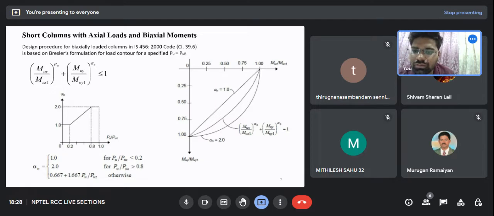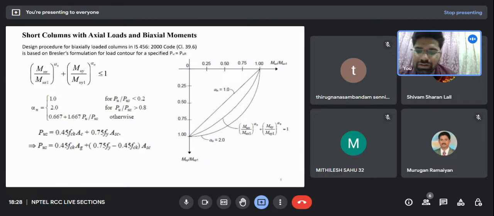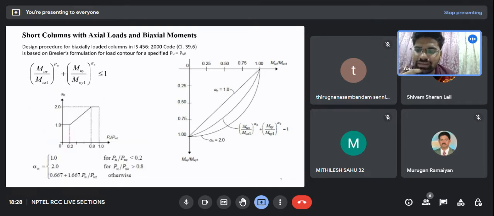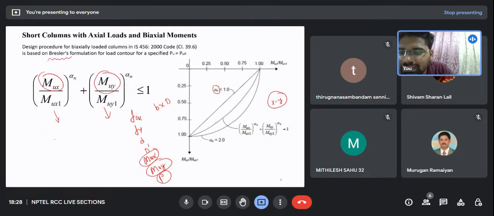I will be showing you this slide afterwards. So a better way, have I not included that here? Okay, I have not included it, so let me just write it here only. What IS code says, how to find the uniaxial moment capacity of that cross section: you just assume that there is a moment of magnitude 1.15 times square root of mu x square plus mu y square.